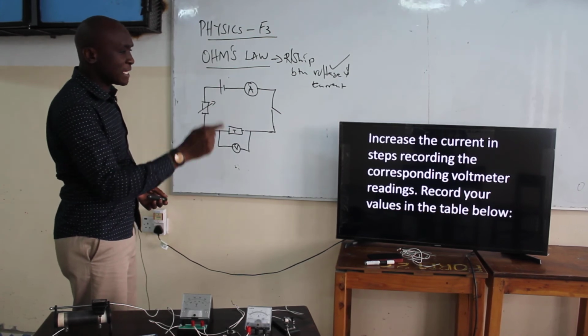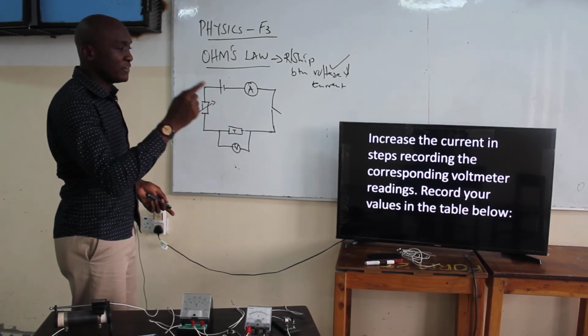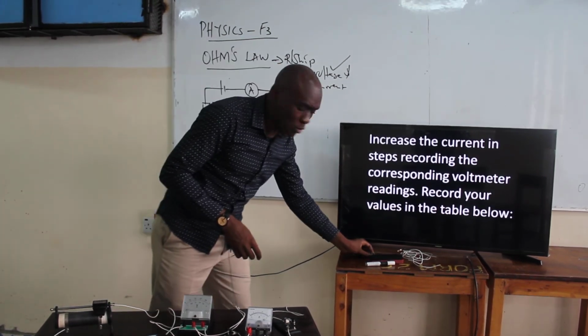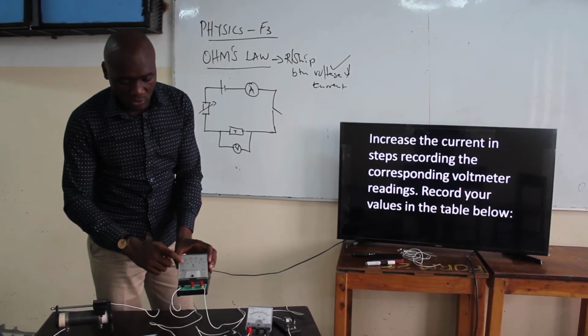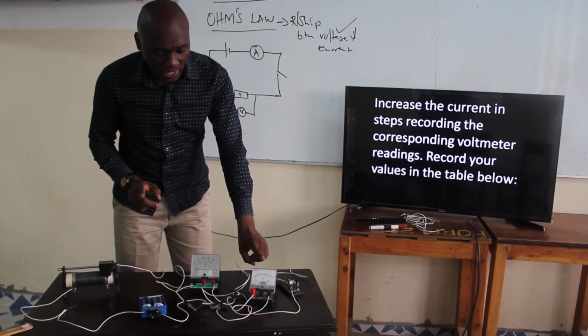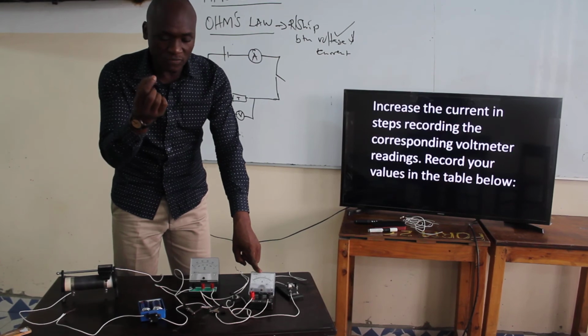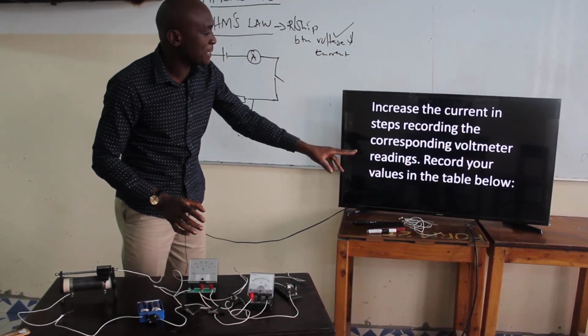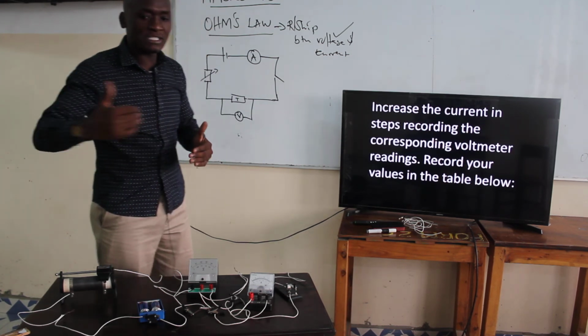Now you move on. Increase the current in steps, recording the corresponding voltmeter readings. Record your values in the table below. Initially you recorded the initial value on the voltmeter, the first one. At that point the reading on the ammeter was very small, right? Now you need to increase the current in steps, recording, so that now you have several values.